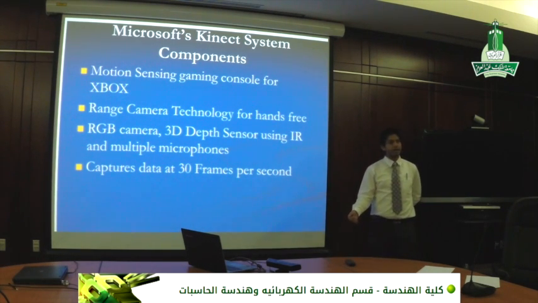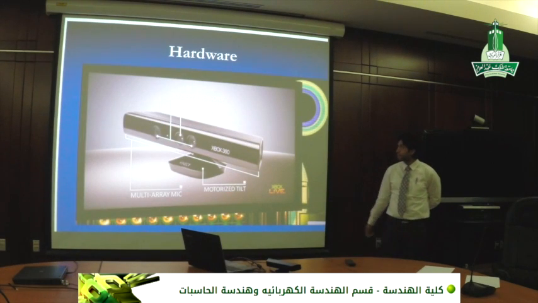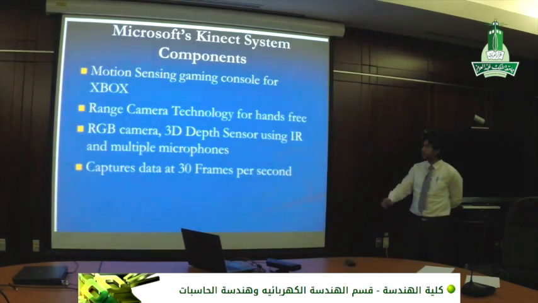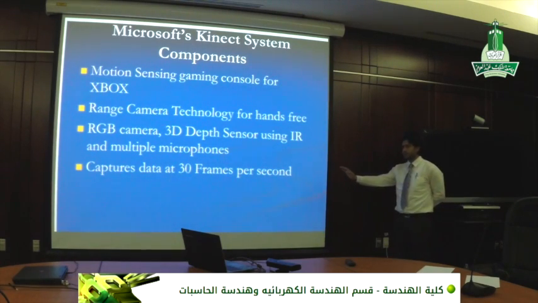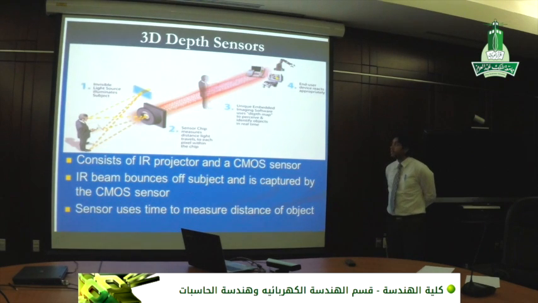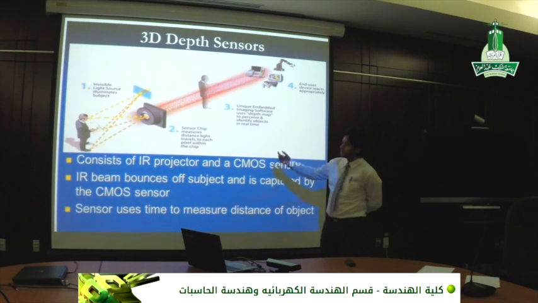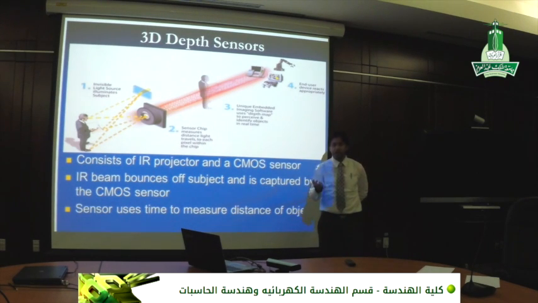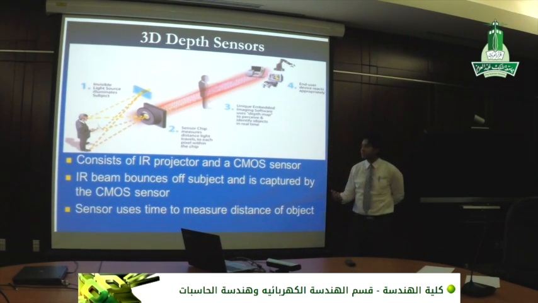It captures data at 30 frames per second. This is the hardware, which looks like this. The 3D depth sensor: the Kinect uses 3D depth sensing for generating the skeleton and knowing where the subject is placed in the 3D environment.